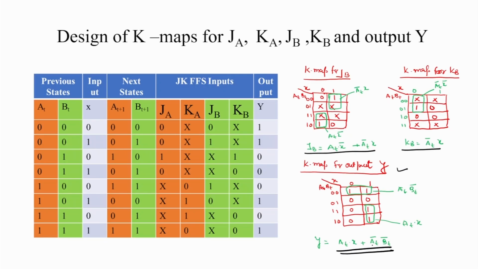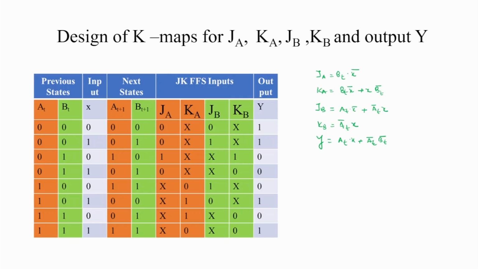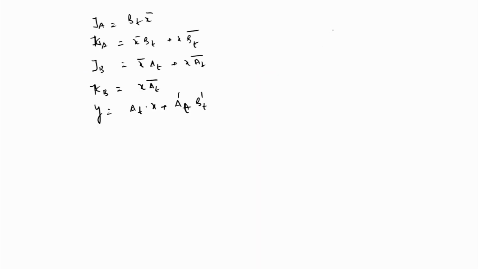After finding the Boolean expressions for J input, K input, JB input, KB input and output Y, we simply implement it using 2 JK flip flops. Here we write the functions for JA, KA, JB, KB, and in this way we use 2 flip flops. The first flip flop is named A, and the second is B. Each is a JK flip flop.